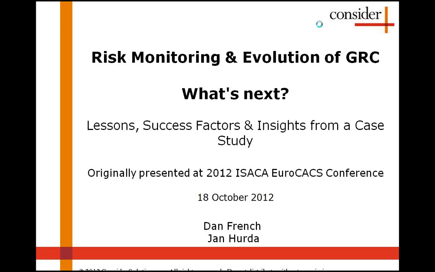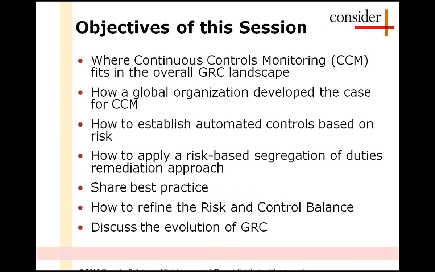So let's move on to the objectives of the session. We want to look at the whole issue of risk monitoring and continuous controls monitoring and where it sits in the whole GRC landscape. This presentation is based on a case study for a very large organization based in Germany, where Jan has been running a significant program. A lot of the lessons learned there are consistent with what we've seen elsewhere, so Jan is going to share those with you. I'm going to talk a little bit about establishing automated controls based on risk and risk-based segregation of duties, share some of the best practice we've seen, but also how to refine the risk and control balance and see where this evolution is going in GRC based on this case study.